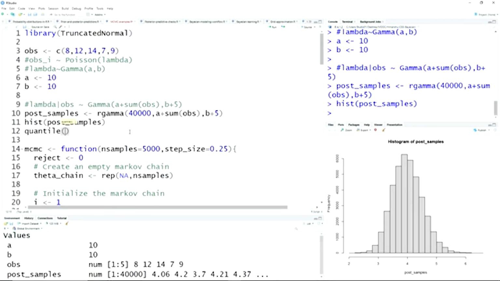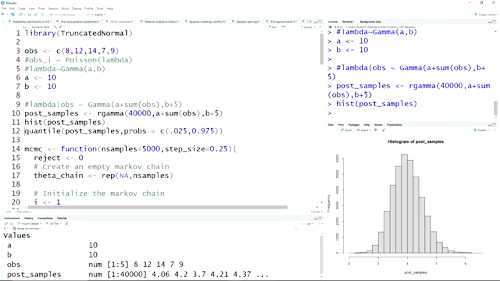You can use the quantile function to calculate this. So how do I do this? Quantile of the posterior samples, and then probabilities equal to c(0.025, 0.975). Basically I'm leaving 2.5% probability mass on the left-hand side, and then 97.5%. So these will mark the 95% range. I'm leaving 2.5% probability mass on the left-hand side and 2.5% probability mass on the right-hand side. The remaining middle area is the one that contains 95% probability mass.